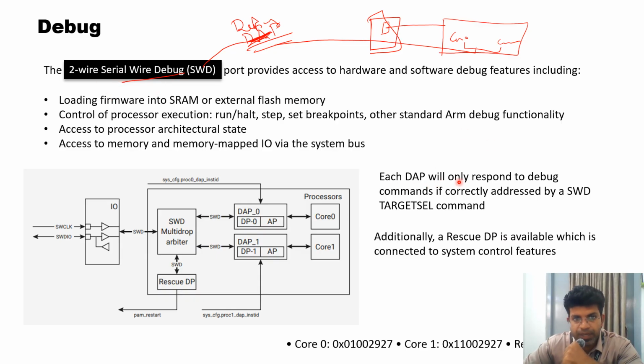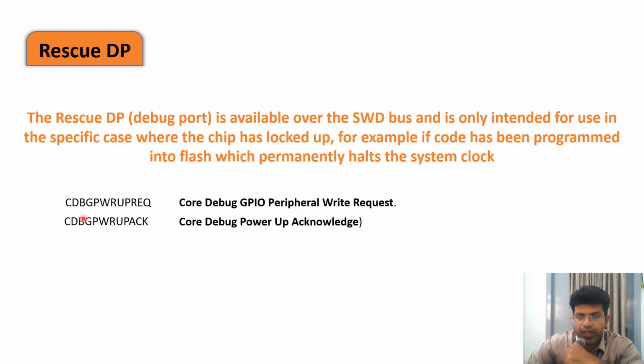So each DAP, we have seen DAP in SIO, right? That DAP will respond to the debug commands if correctly addressed. You should have some kind of address, or you think it's available in the next slide. Yeah, okay, so this is not exactly debug, but it's a rescue operation. In this rescue DP, if you give this command in this register, and if you give some value, it will rescue your system.